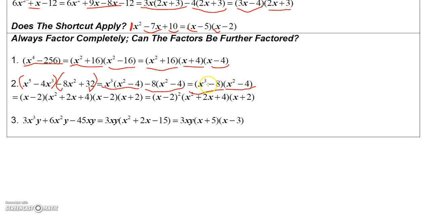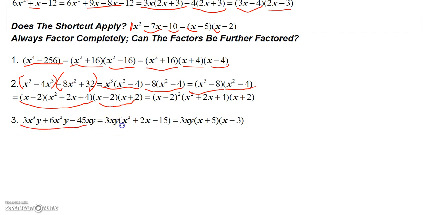So I'll leave you to verify the formulas here, but x cubed minus 8 factors into x minus 2 times x squared plus 2x plus 4, and x squared minus 4 factors into x minus 2, x plus 2, and then that can be rewritten as x minus 2 quantity squared times x squared plus 2x plus 4 times x plus 2. And then the last one here, I'm going to factor out the greatest common factor, which is 3xy.